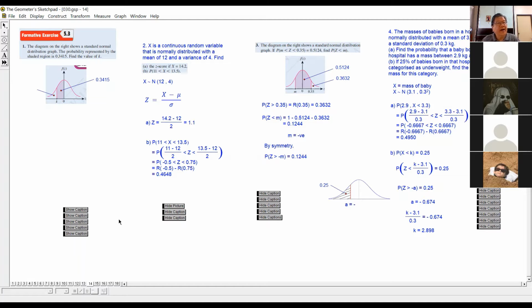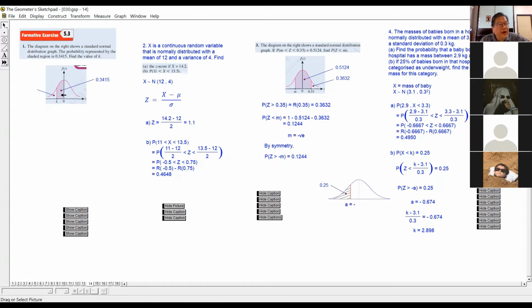They say the area of the shaded region is 0.3415. How do I know they say the area, shaded area is 0.3415? Because they say the probability is 0.3415, right? So the probability is 0.3415, so the shaded area is 0.3415. Find the value of k.